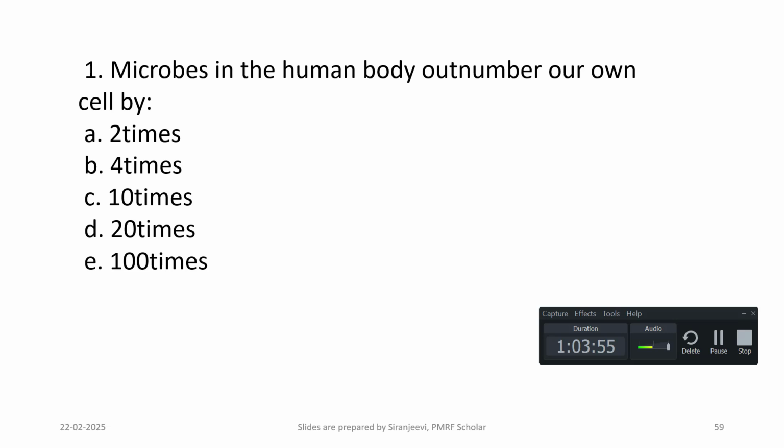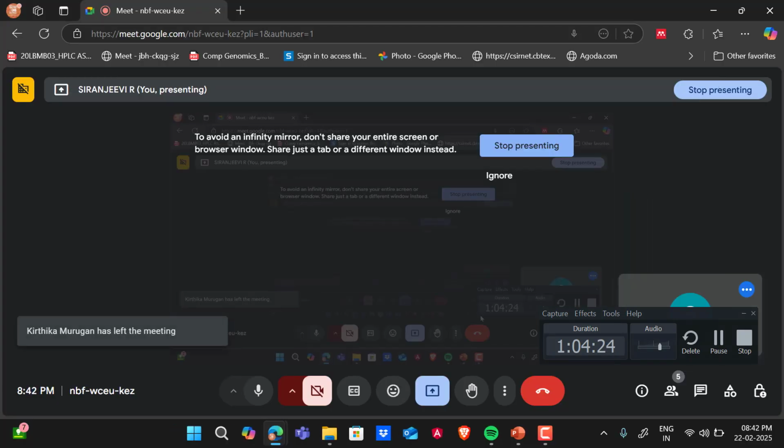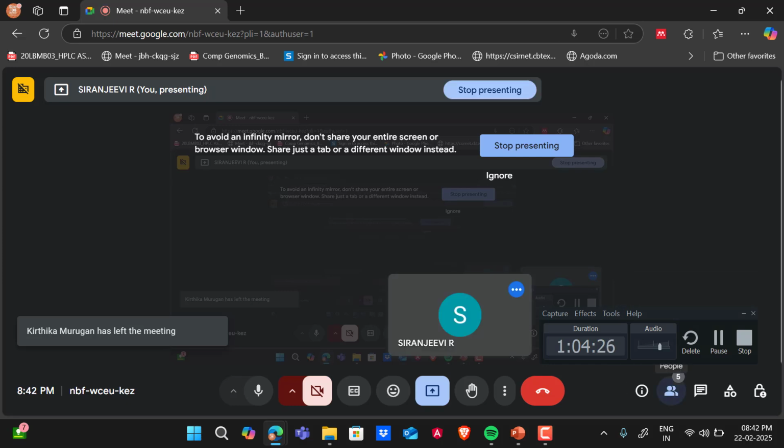Which of the following is not part of the innate immunity? TLRs, RLRs, NLRs, complement system, mRNAs, antibodies. Antibodies are not part of innate immunity. So TLR, RLR, complement system, mRNA, antimicrobial peptides are part of the innate immune system. The one that is not part is antibodies. That's the correct answer.